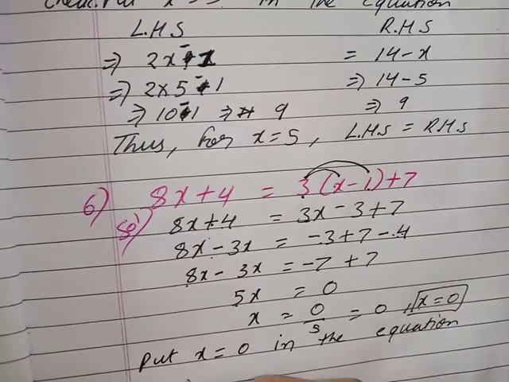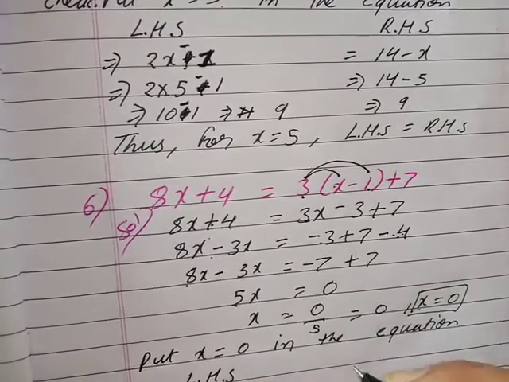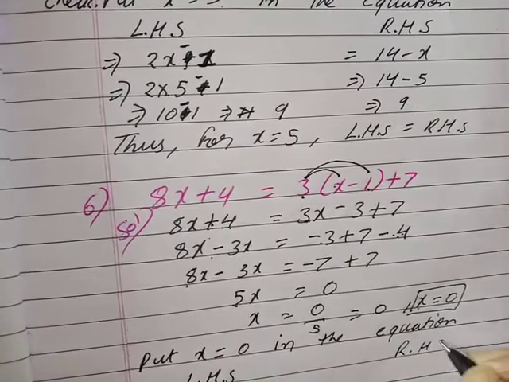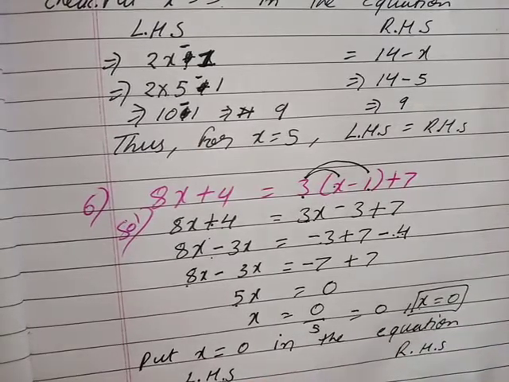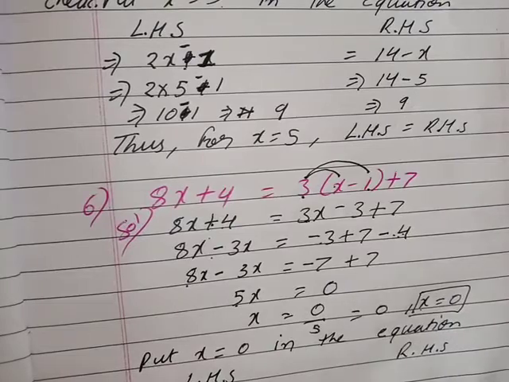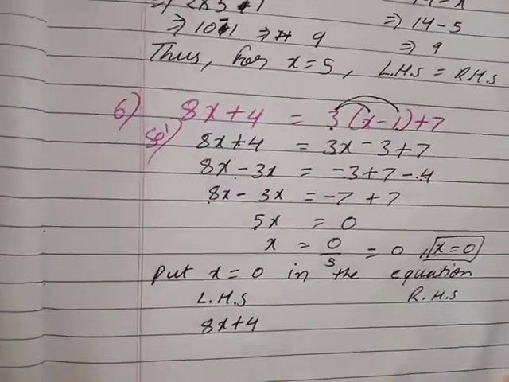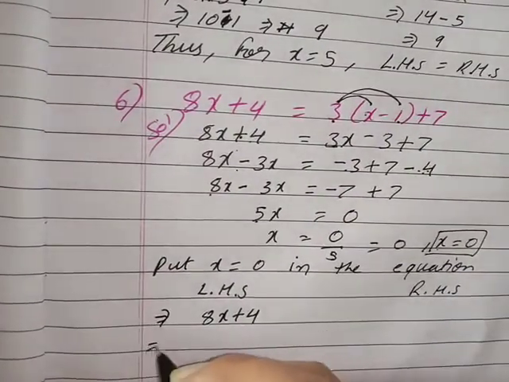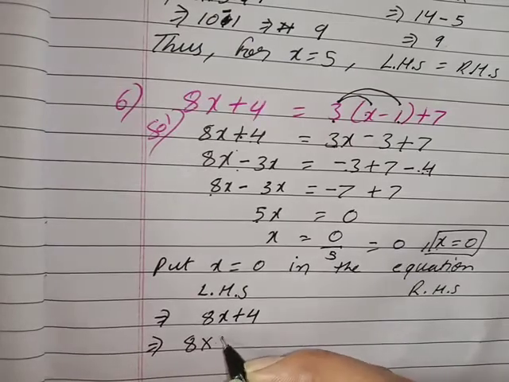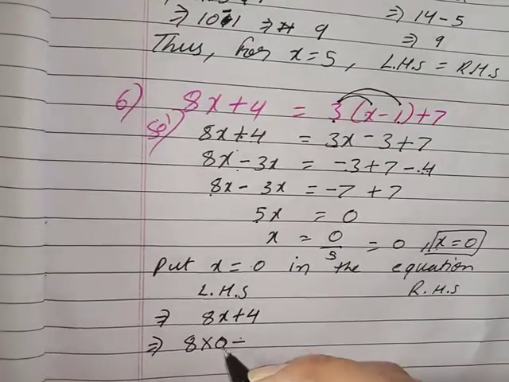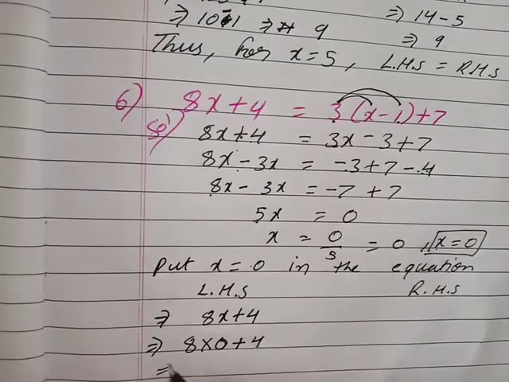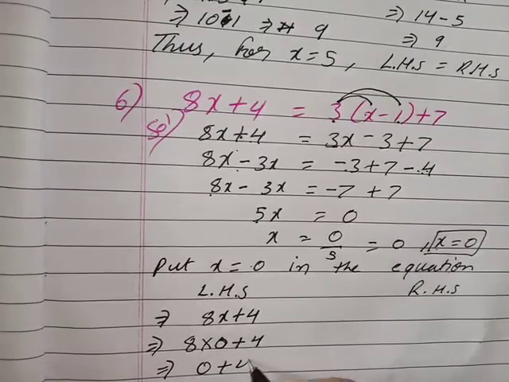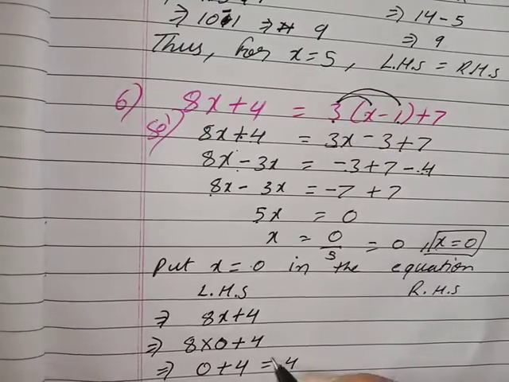First we'll put it into the LHS, then we'll put it into the RHS. So the LHS side is 8x plus 4. In place of x, put the value of x, which is 0. So 8 into 0 plus 4. 8 into 0 is 0. 0 plus 4 is 4.